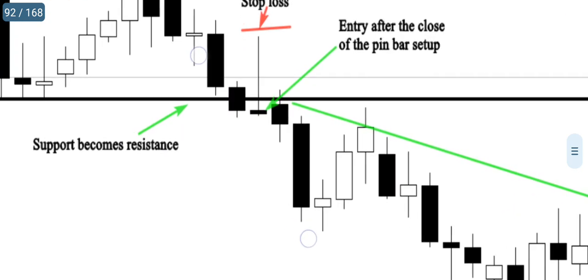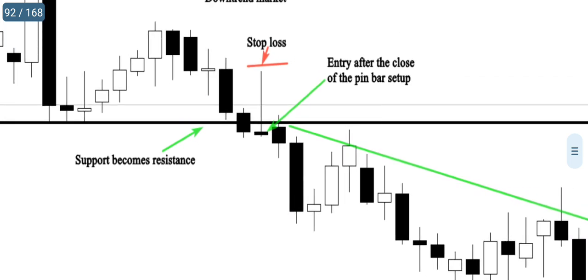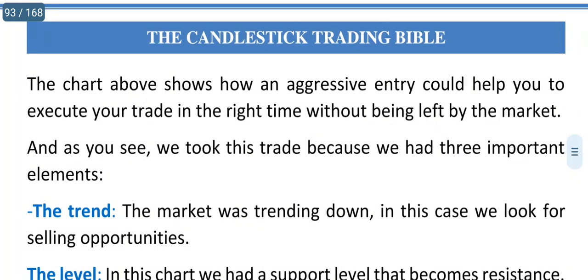You can observe very clearly that after the formation of the penny bar, the support level became the resistance level, because at that point the prices were rejected, and we are seeing the continuation of a downward trend. Therefore, the chart above shows how an aggressive entry point could help you execute your trade at the right time without being left out by the market.